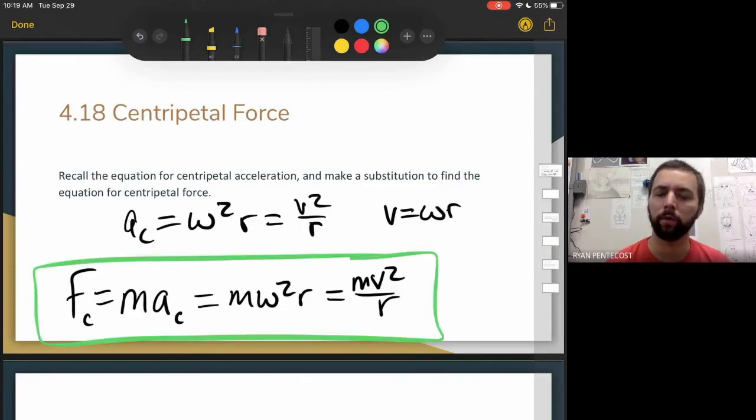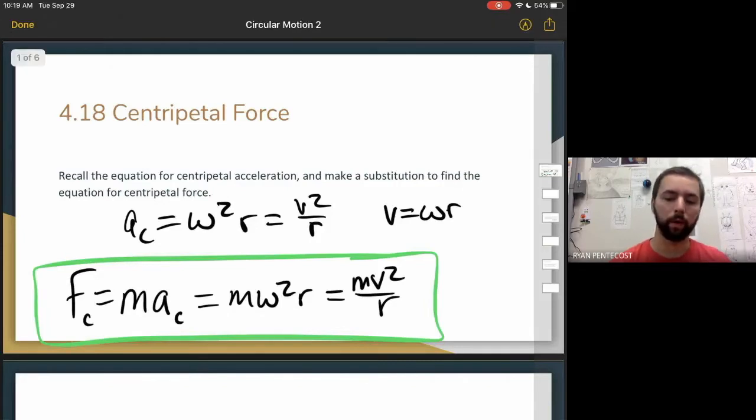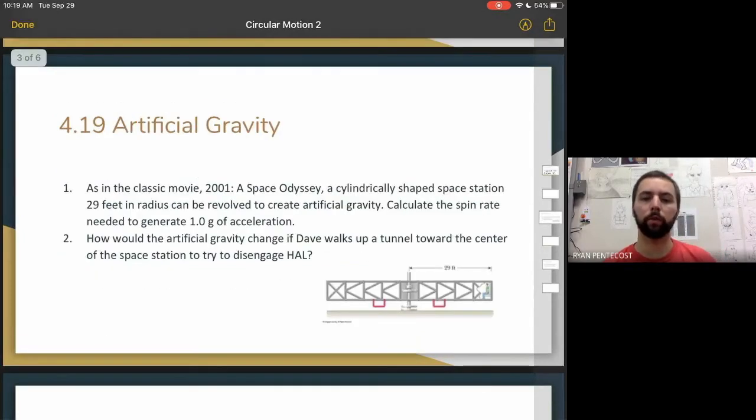This is really more of just a demonstration. We don't talk a whole lot about centripetal force right now. It'll come up later, but this is where that comes from. All right, now for some example problems.